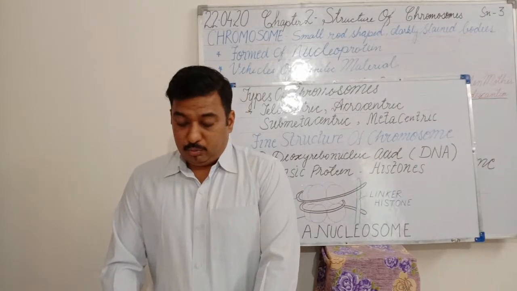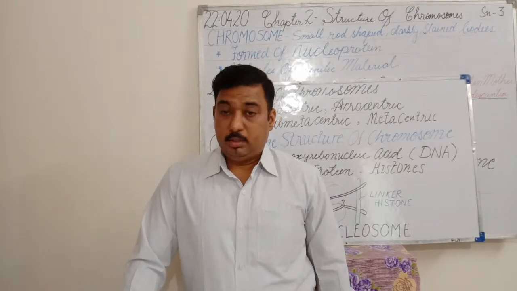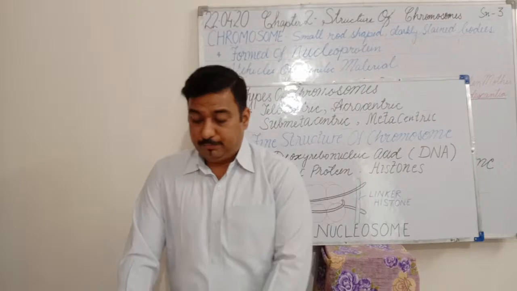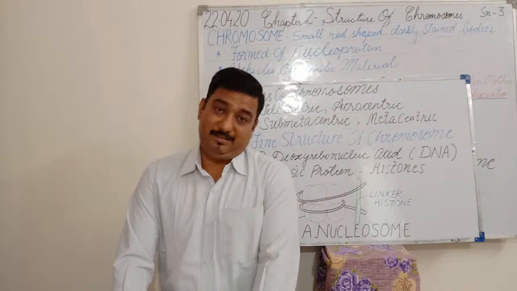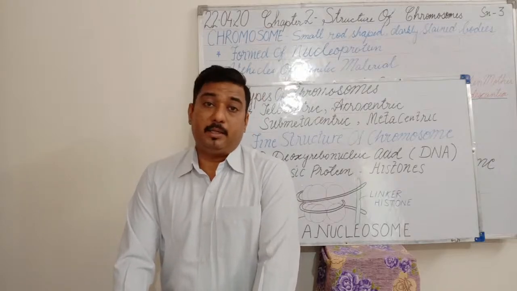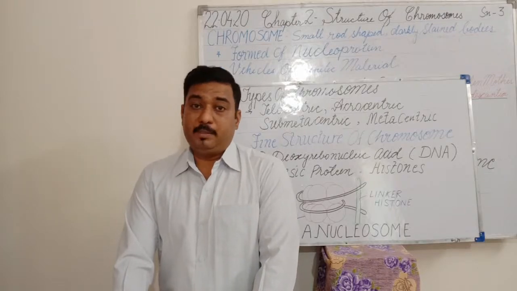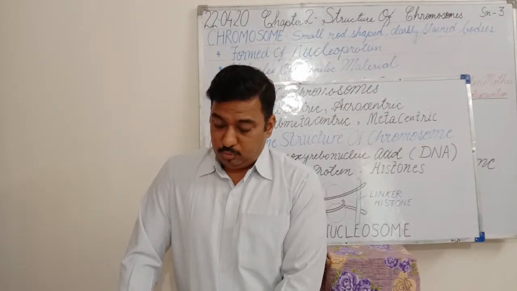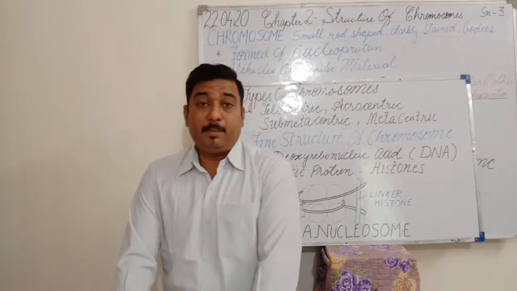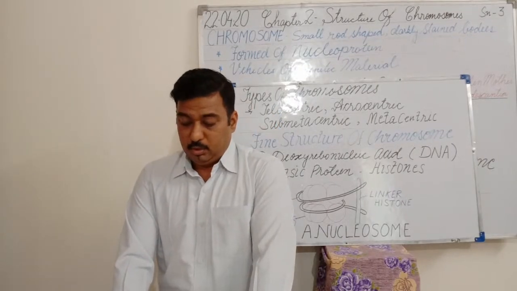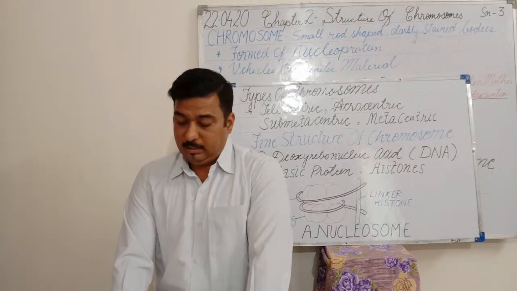Now coming to the composition of this chromosome. DNA forms 40% of the chromatin material. If we take the whole chromatin material as 100%, then the DNA comprises 40% of the total chromosome or chromatin material, and the remaining 60% is made up of the histone proteins. So 40:60 is the ratio between DNA and histones.